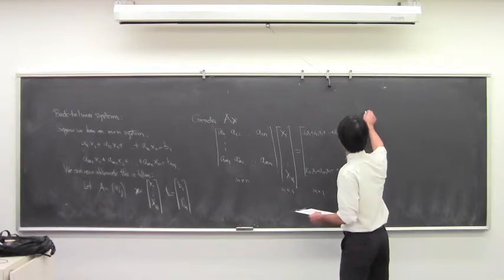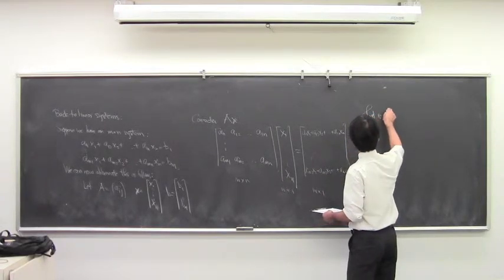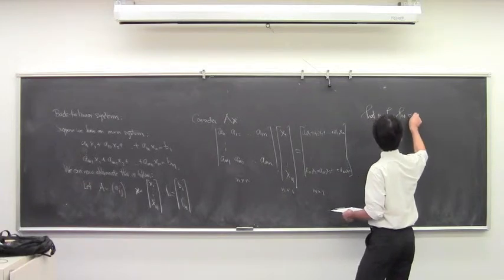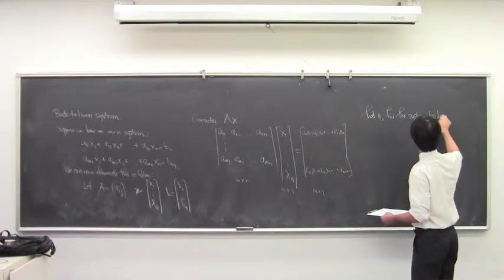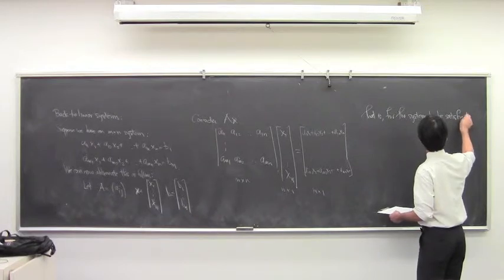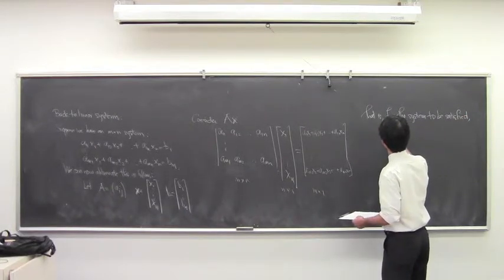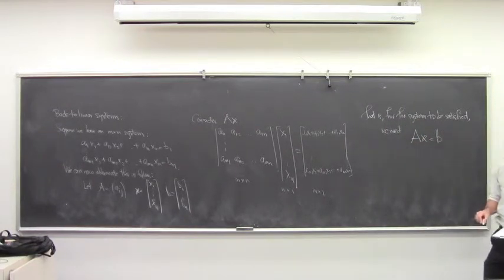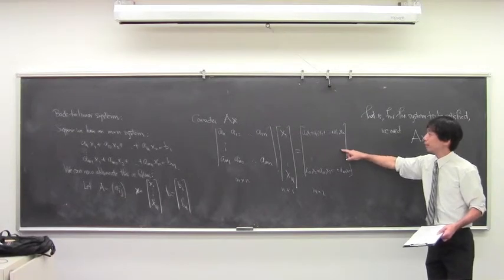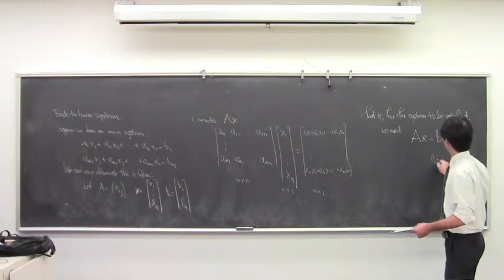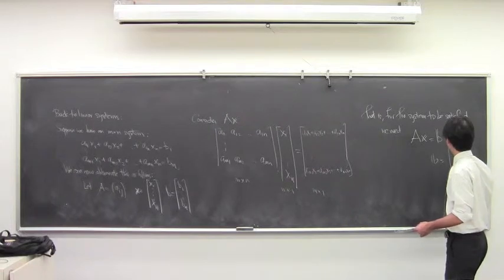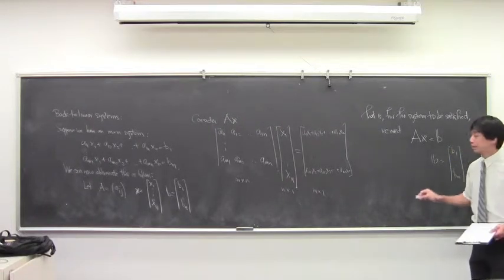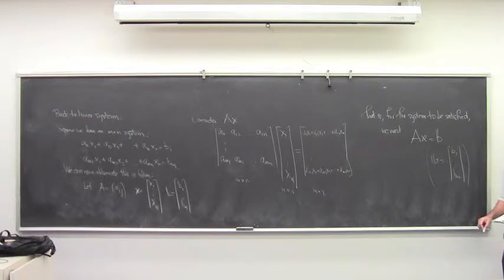So for the system to be satisfied, we need AX to be equal to B. Remember, B is just b1 through bm. To say that AX equals B is the same thing as saying that the system is satisfied.